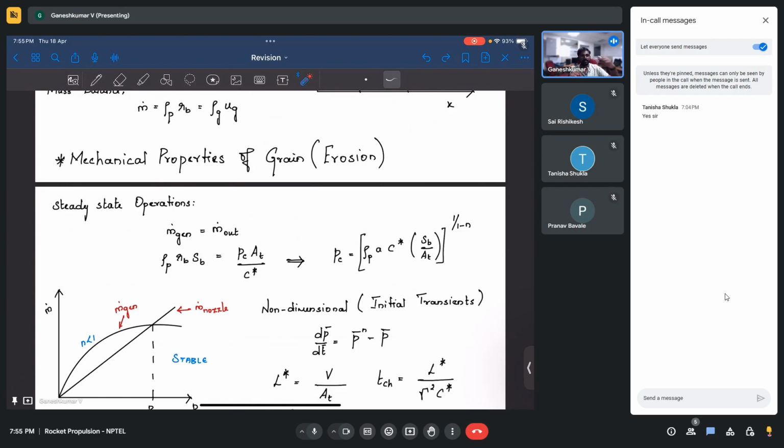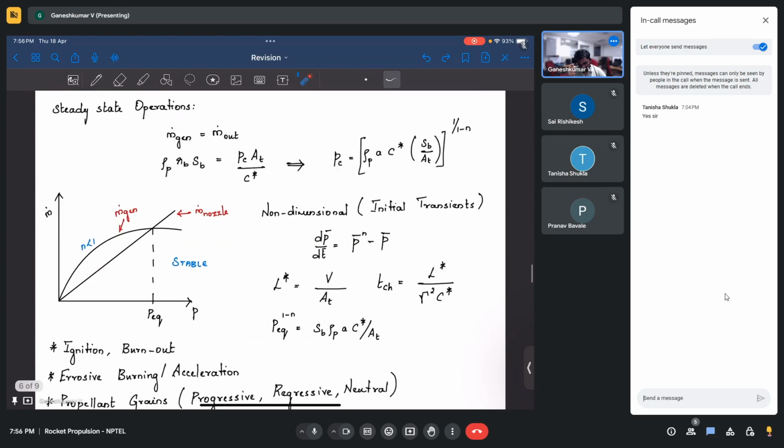It's a positive feedback loop, and the pressure will shoot up to a very high value, and that's why your rocket bursts in mid-air if there are some cracks in your grain. So the mechanical properties of your grain are also important.